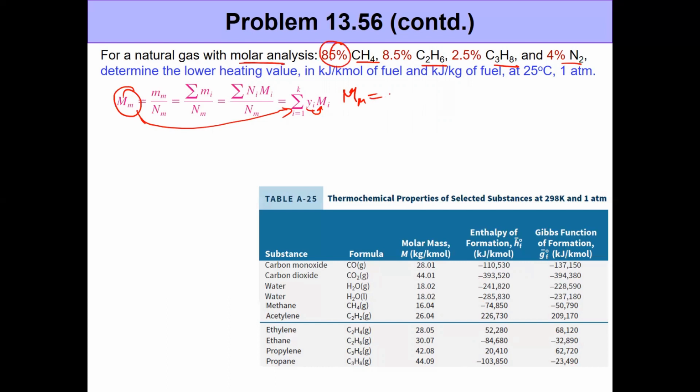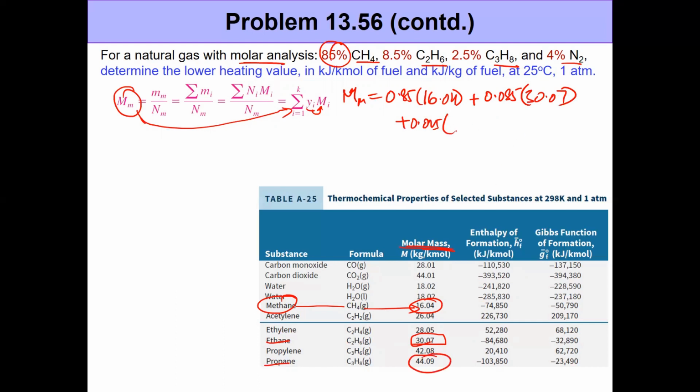So the molar mass of the mixture is going to be equal to the mole fractions, which come from the molar analysis. So it's 0.85 times the molar mass of methane. You go to methane and get its molar mass, which is given here. This is the molar mass given for all substances that we care about. So 16.04, plus 0.085 times ethane, which is right here, 30.07, plus 0.025 times propane, which is right here, 44.09, plus 0.04 times nitrogen.